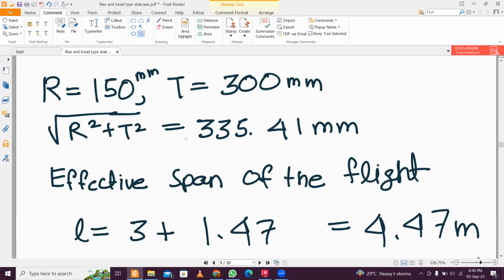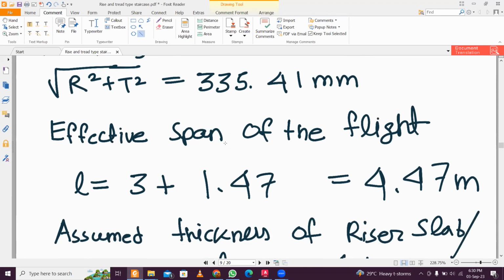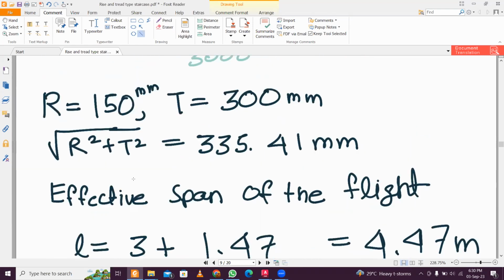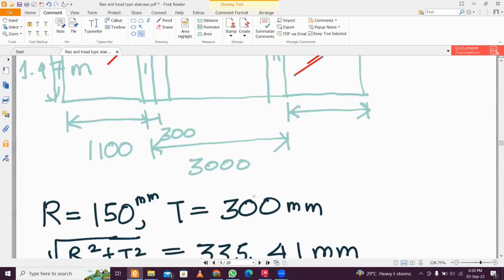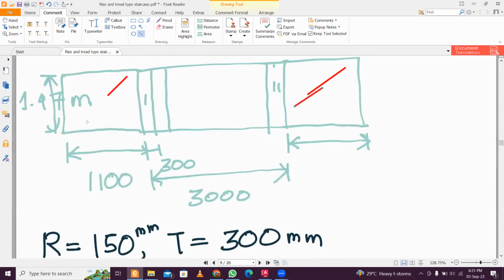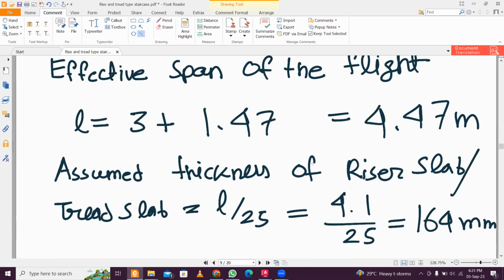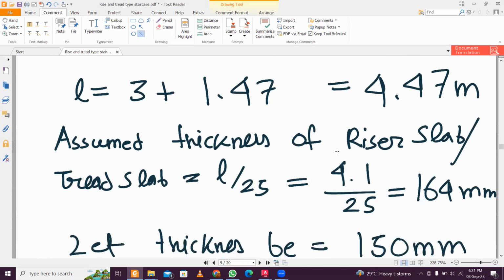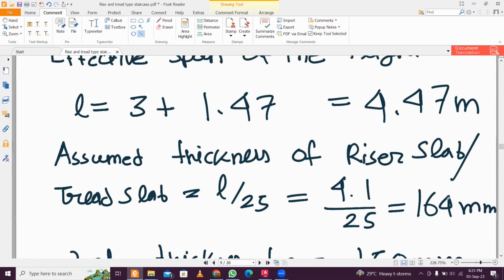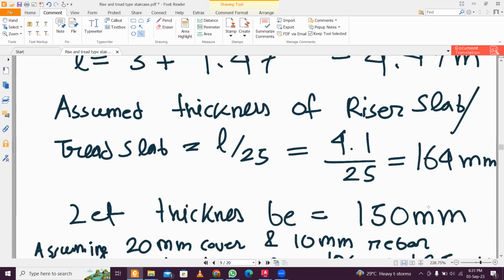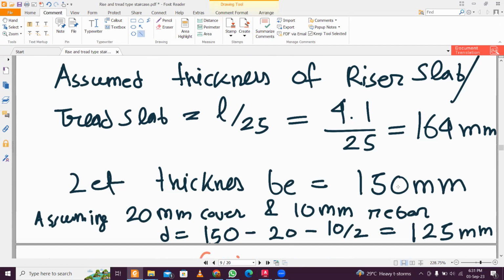Square root of riser squared plus tread squared is equal to 335.4. The effective length of the flight is 3 meters, which is the flight's actual length, plus the width of the landing, that is 4.47 meters. Now assume the thickness of the slab can be taken as L by 25, which is 164 mm. If we didn't have anything, we would take 160 mm, but the architect has taken 150 mm, so I'll take 150 mm and try to make it pass in 150 mm.